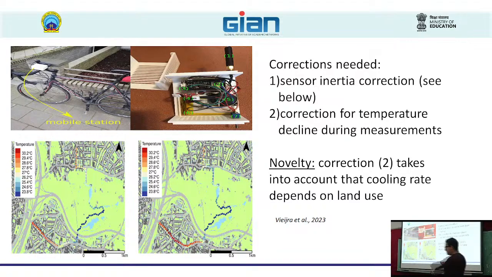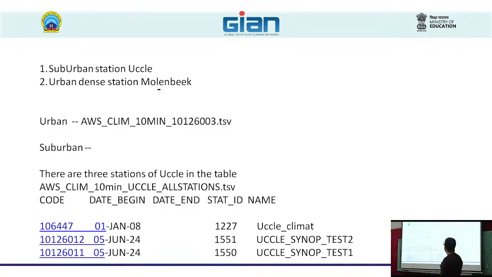You can also use this type of measurement on a bike. We put this on a bike, and then we crossed another city here in Belgium, Antwerp. This paper has been published in Urban Climate. If you do this type of measurement, you need to apply corrections, like for the inertia of the sensor, and the correction for temperature decline during the measurement. Because when you bike, time is going, so you are not measuring at the same time. So you need to apply some correction. If you are interested, you can go to this paper and see how we apply all this.